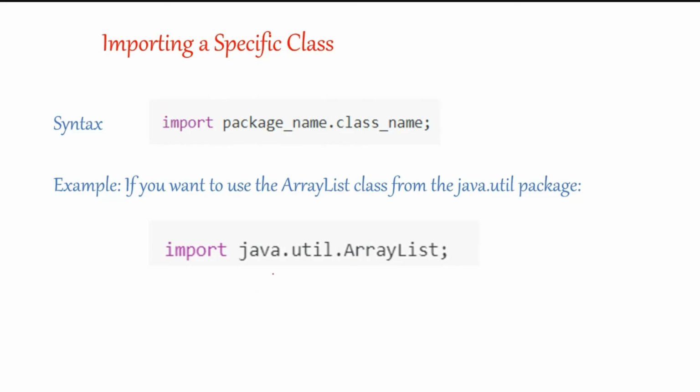So what is the example? First is java, and then dot util. It is already written, I'm still writing util, and then this is the class name.